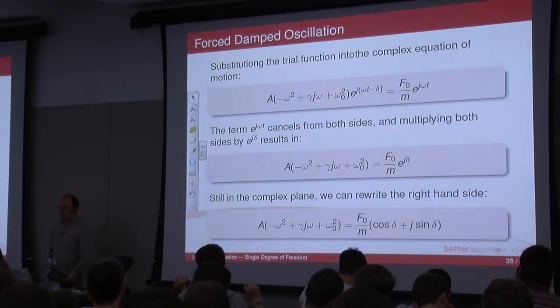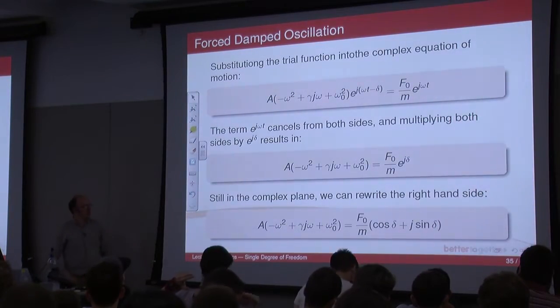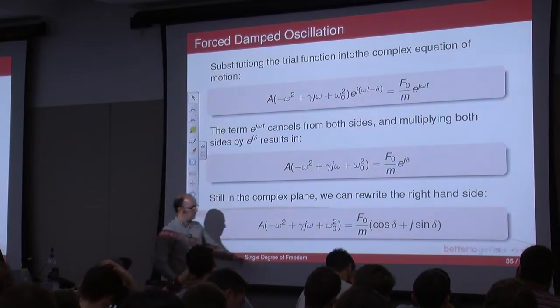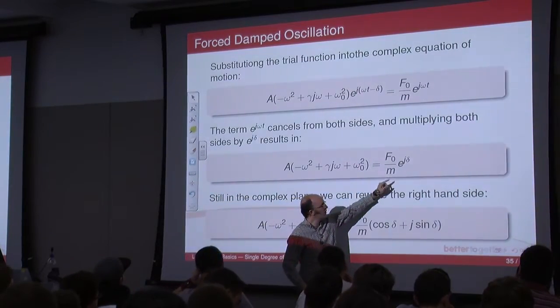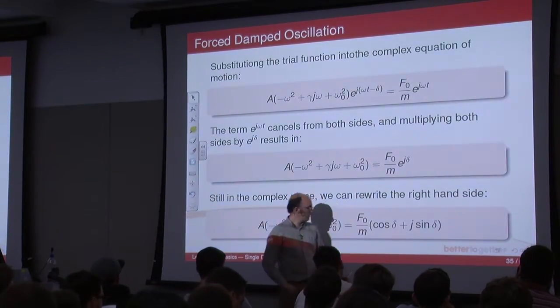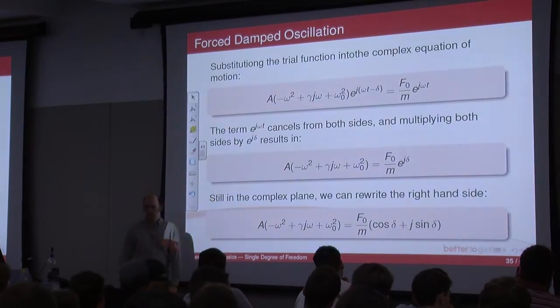Still in the complex plane, we could rewrite the right-hand side over here. So all I've done is I've taken that term. We know that's a complex number, so that's in there. Does that make sense?